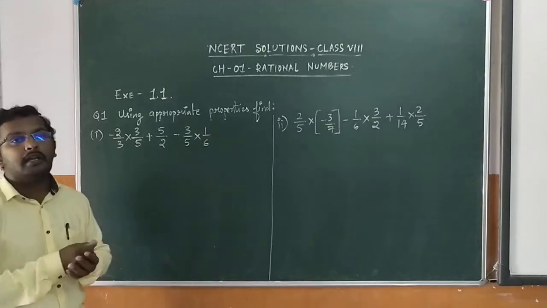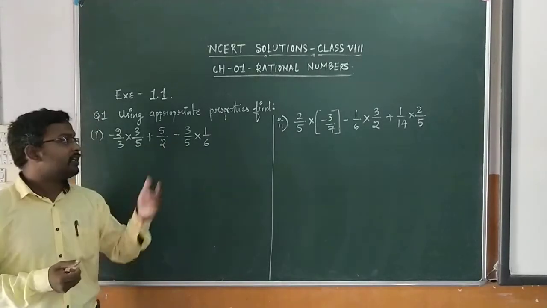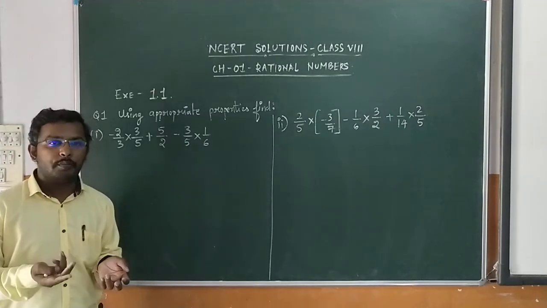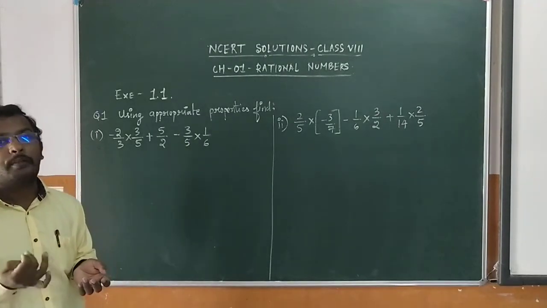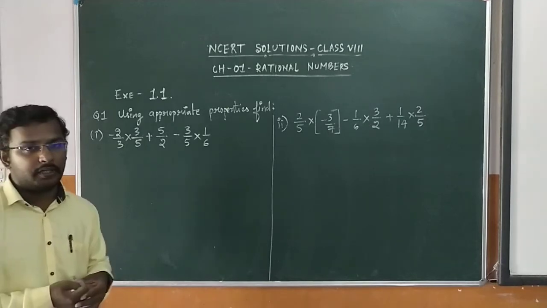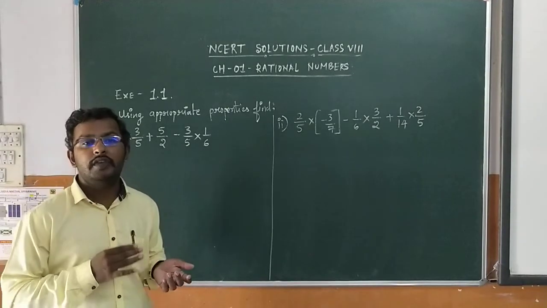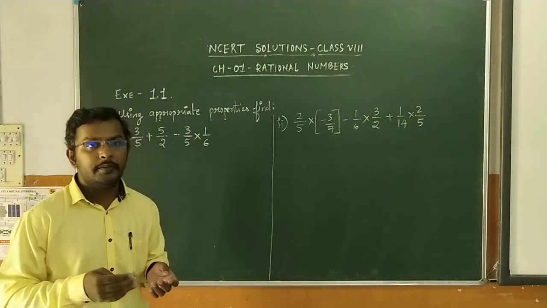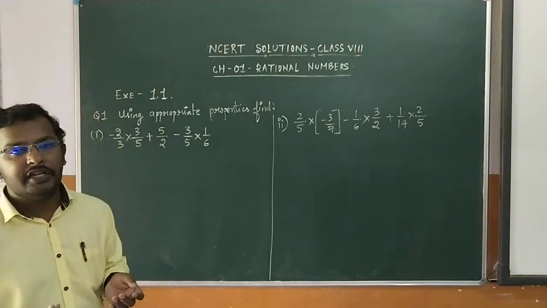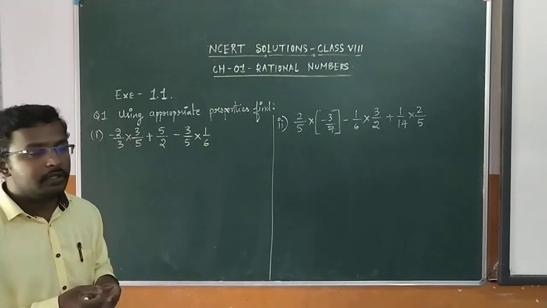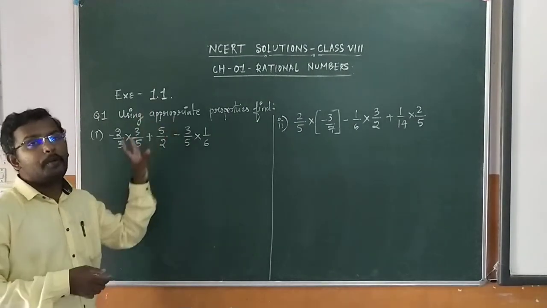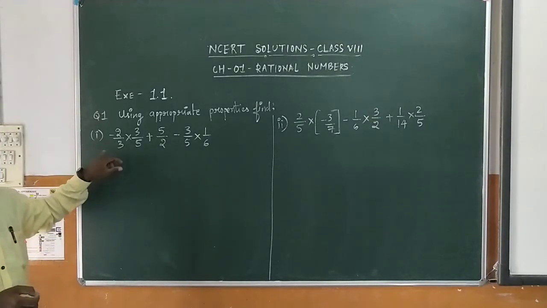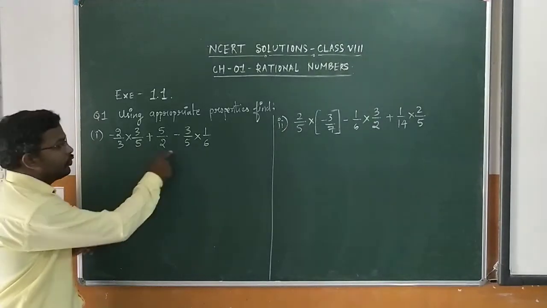Now, we have already learned some of the properties with respect to rational numbers. What are those properties? Closure property, associative property, commutative property and distributive property. And we have learned all these properties over different operations: multiplication, division, addition, subtraction. Now we have to use those properties to simplify. So look at this first question.